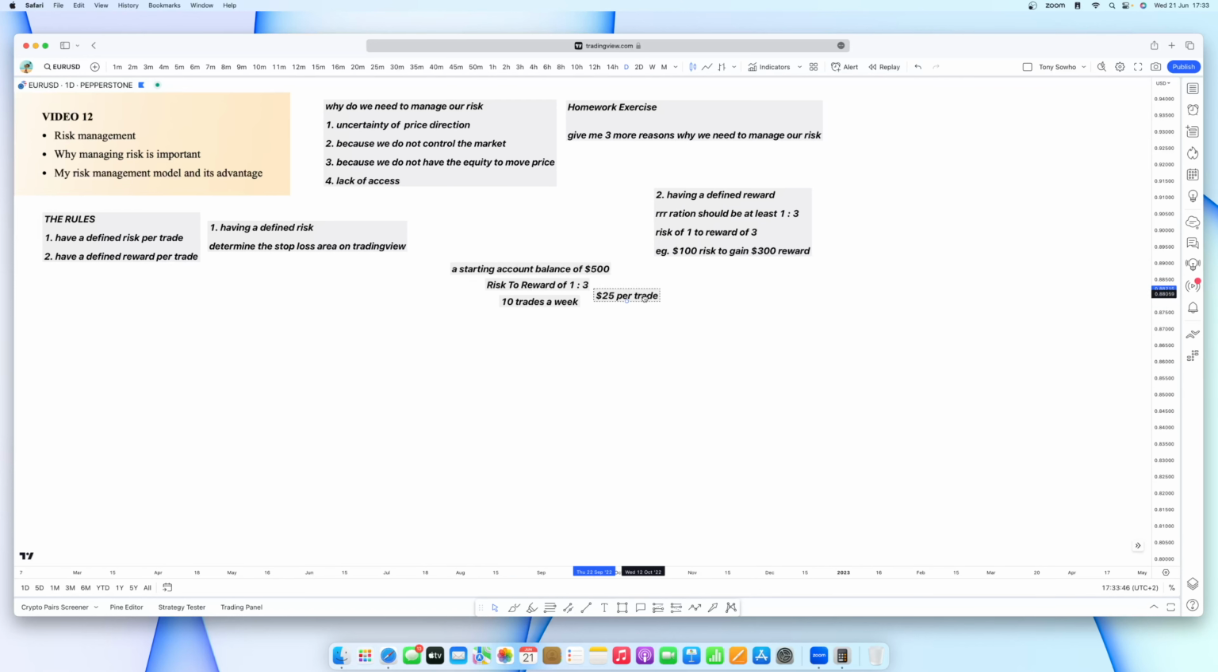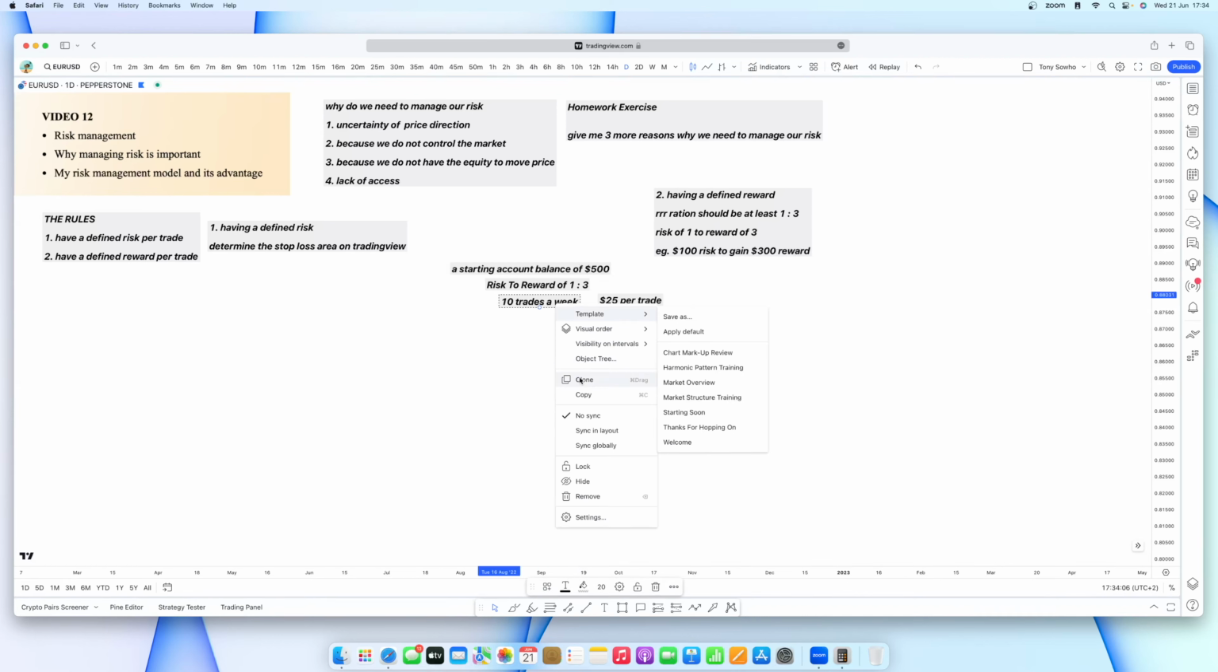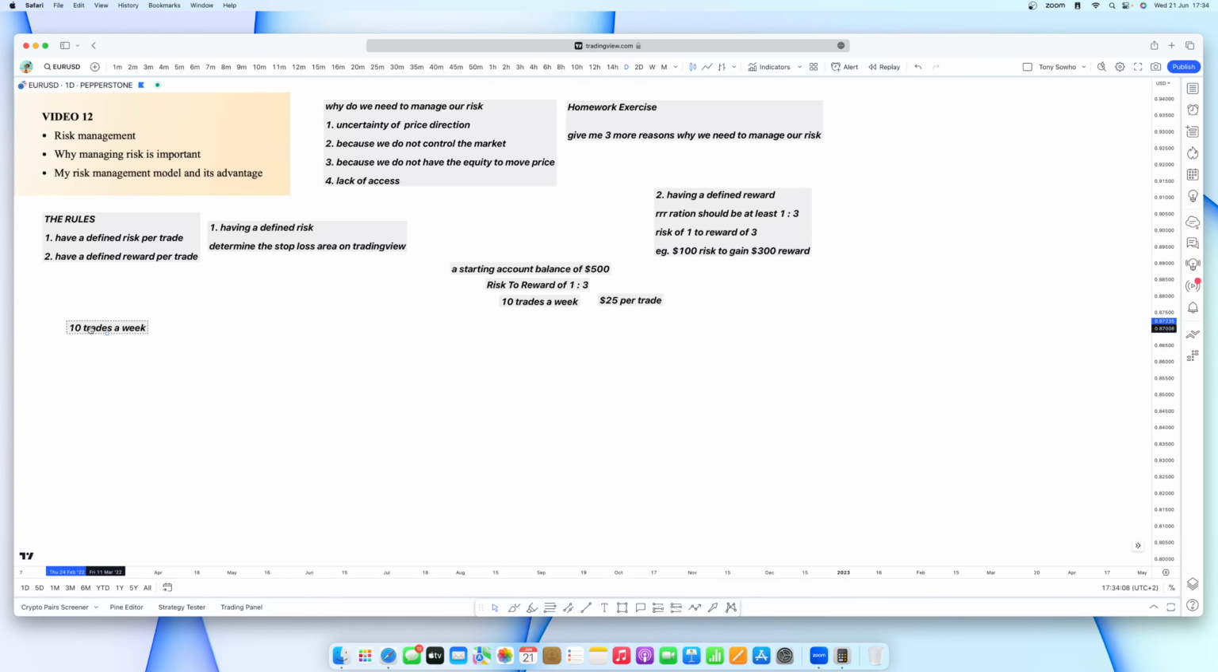Okay, $25 per trade. Now, what is going to be the best case scenario? What's going to be the worst case scenario? That's what we're going to find out now. So we're going to start from the worst case scenario to the best. So let's start from bad to good. Or should we start from good to bad? Okay, this time let's start from good to bad. So now what is going to be the best case scenario?